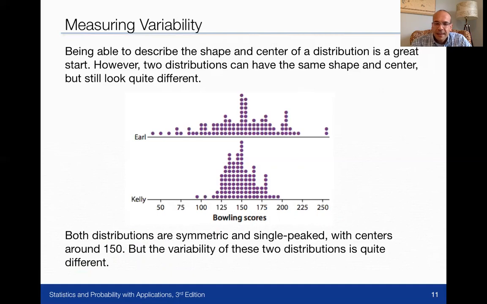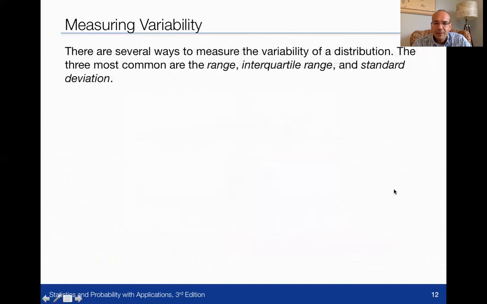But there's that issue of kind of spread, let's say, and kind of the fact that Earl is all over the place with his bowling scores and Kelly's very, very consistent, that we would like to be able to describe somehow. So that's variability. So some of the common ways that we're going to measure variability are range, interquartile range, and standard deviation.